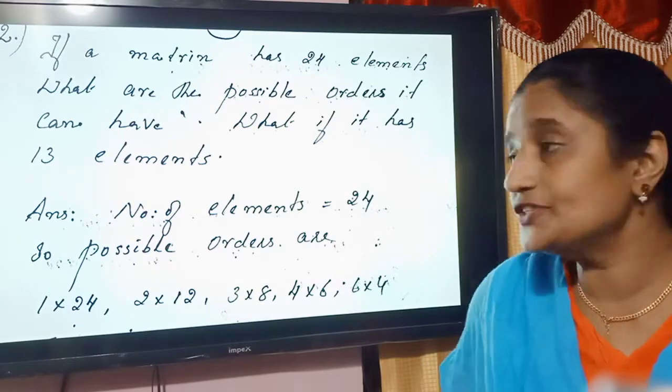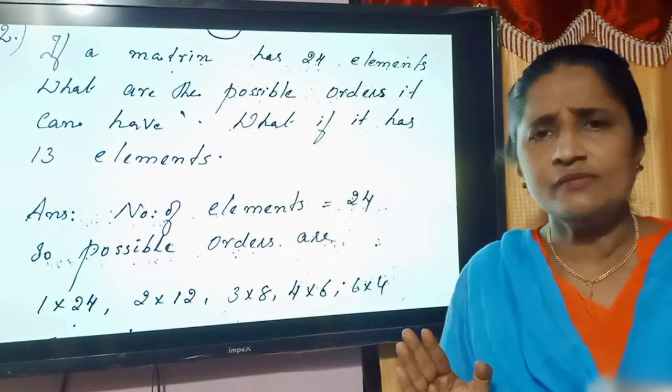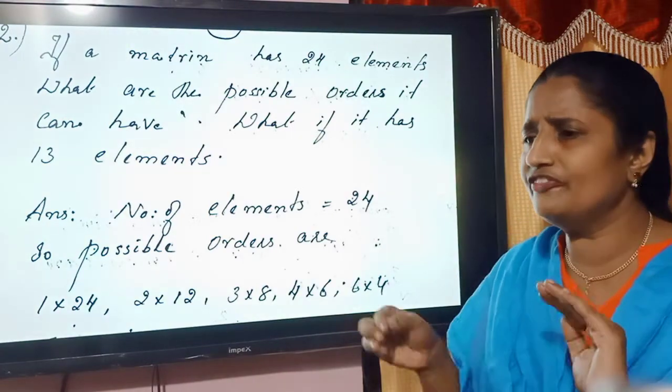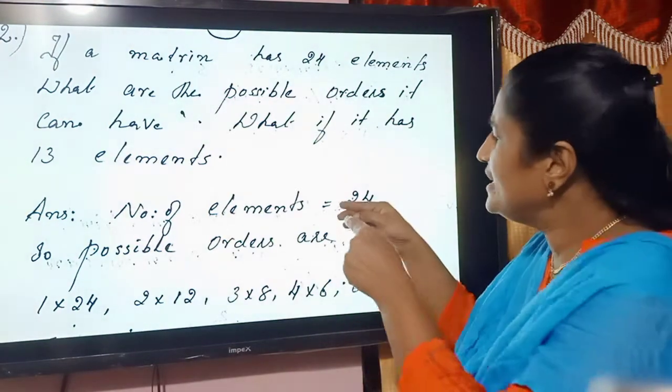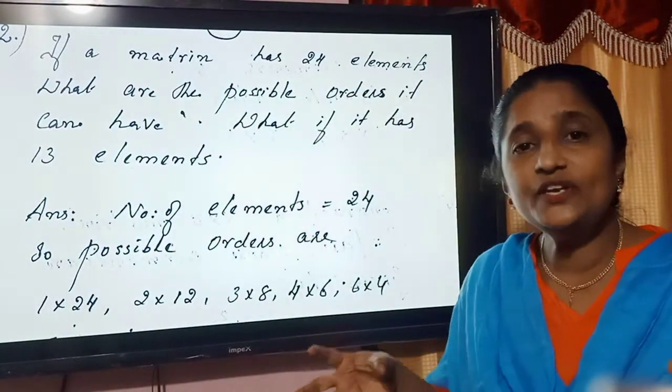Okay, come back to this question. Here, how many elements are given in the matrix? The number of elements is given. That is the meaning of the question. You need to define the orders. So, how many elements are there in this particular matrix? 24 elements.